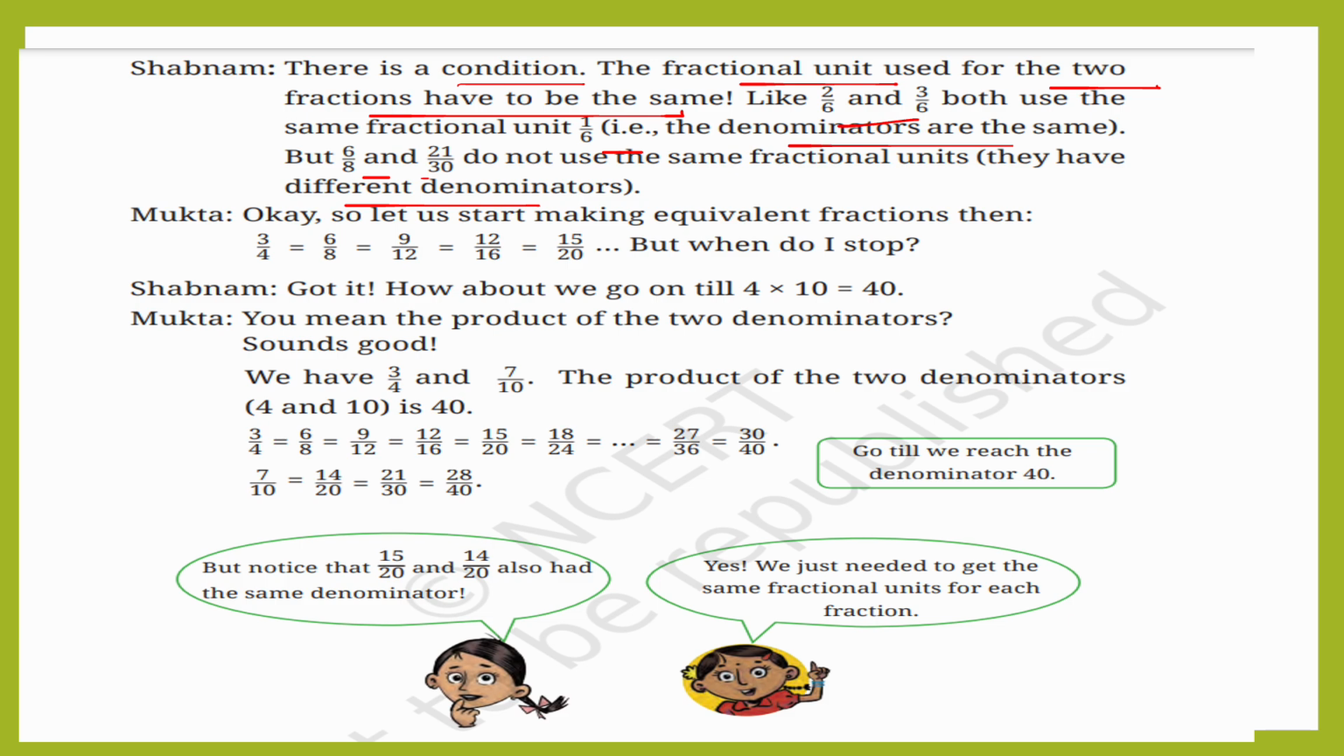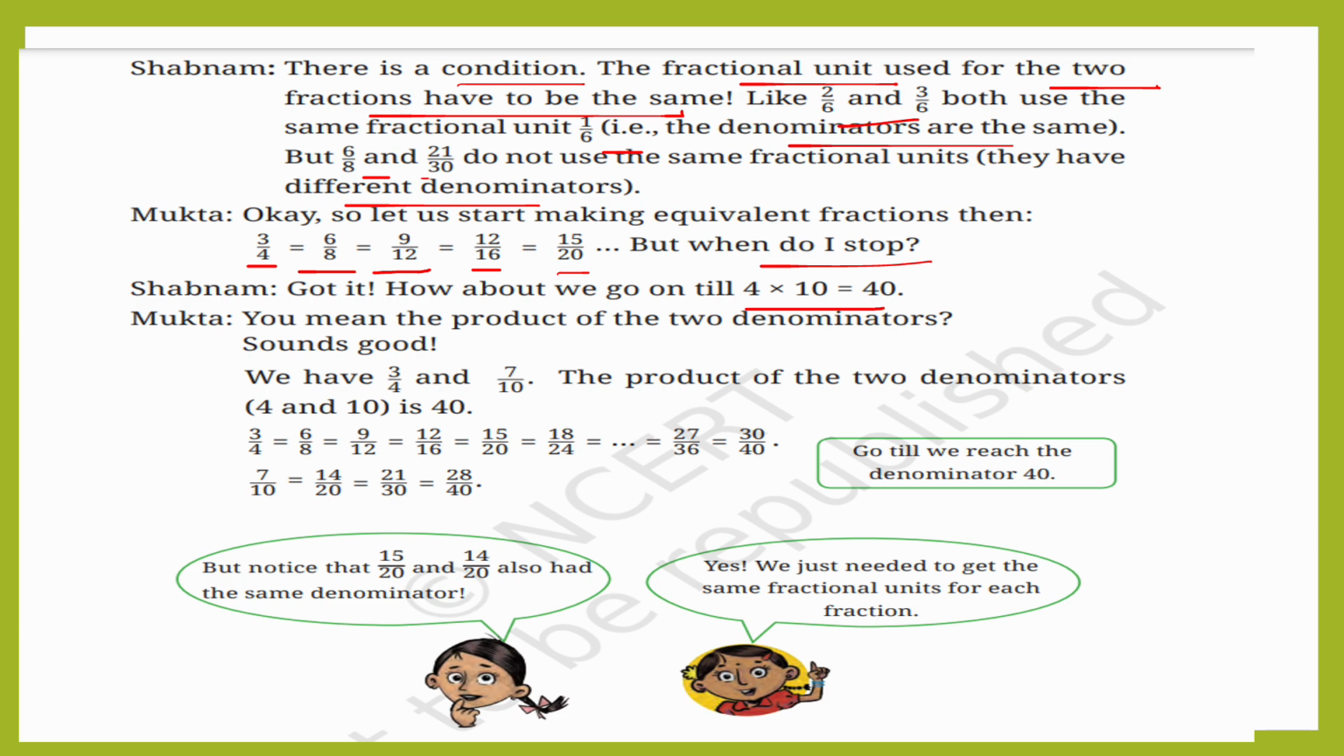Mukta, okay, so let us start making equivalent fractions then. 3 by 4 is equal to 6 by 8. 3 into 2 is 6, 4 into 2 is 8. Again, what is 3 into 3? 9, 4 into 3, 12, so 9 by 12. Then 3 into 4 is 12, 4 into 4 is 16, so 12 by 16. Then 3 into 5 is 15, 4 into 5 is 20. But when do I stop? Shabnam, got it. How about we go on till 4 into 10 is equal to 40.